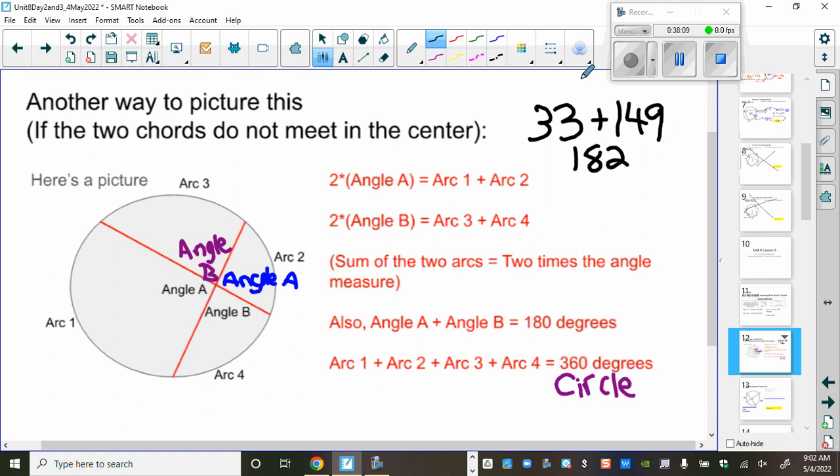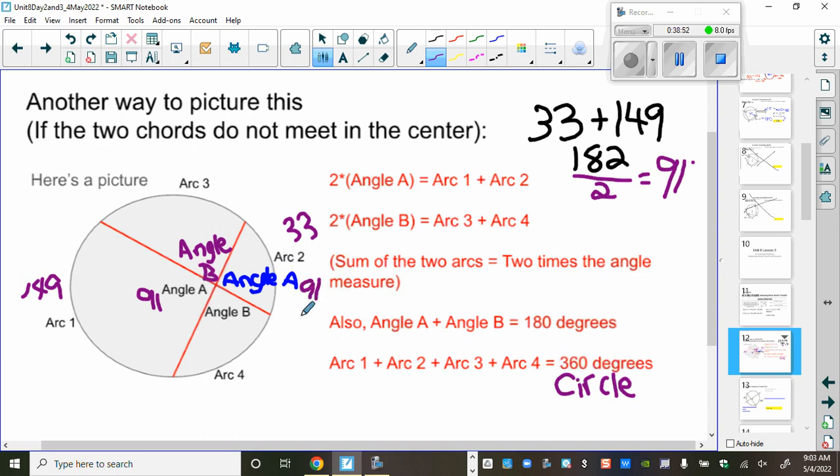And then if we want to take the average, well, how many numbers did we add up? So we're going to divide 182 by two. That's basically what's going to be happening here. You're taking the average of your two arcs. So let's say you had a 33-degree arc, I'm just making up something. This one was 33, this one would be 149. Then you'd have a 91. Your angle would be 91.